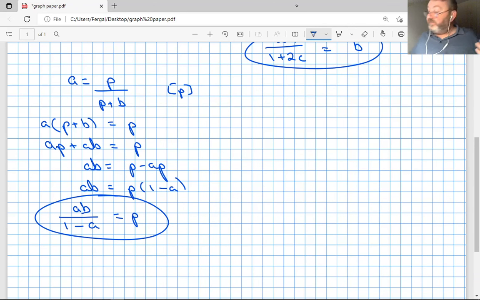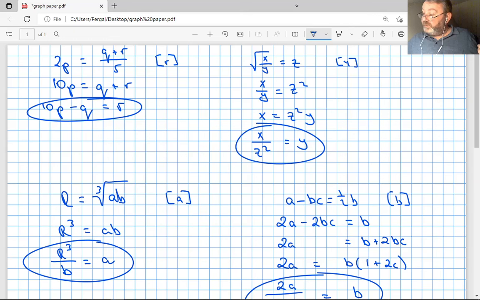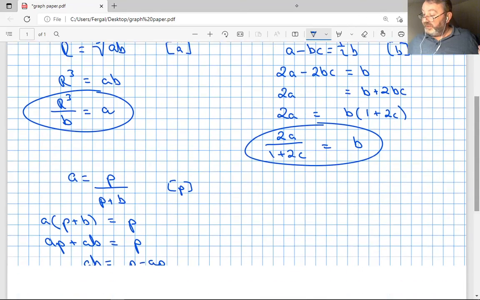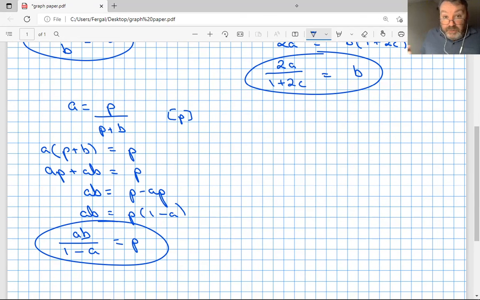And finally, is that it? That's it, number 15. So did I do all of them? Let me just check and make sure I've got them all done. So I've got question 3, 5, 10, 13 and 15. And they don't get any more difficult than that. That's as difficult as they get in terms of manipulation.